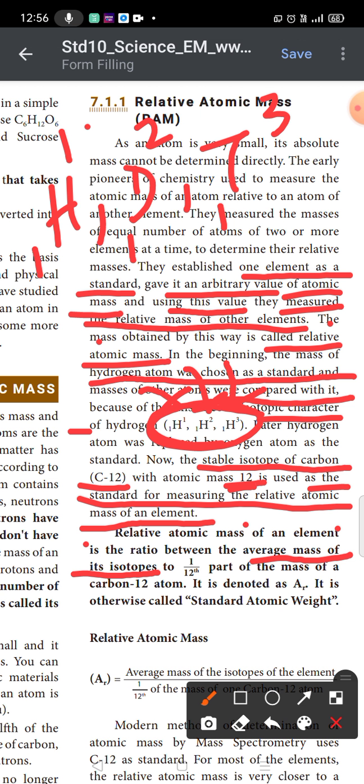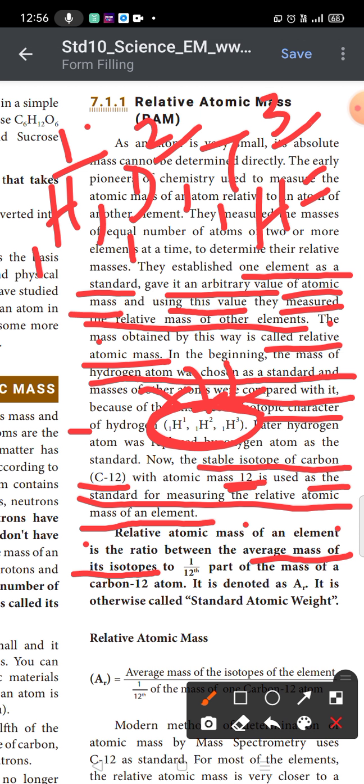Okay, so what is the relative atomic mass of hydrogen? I don't want protium, deuterium, tritium. I need only hydrogen's atomic mass. Then what will be the atomic mass of hydrogen? We have to take the average mass, the average mass of its isotopes.